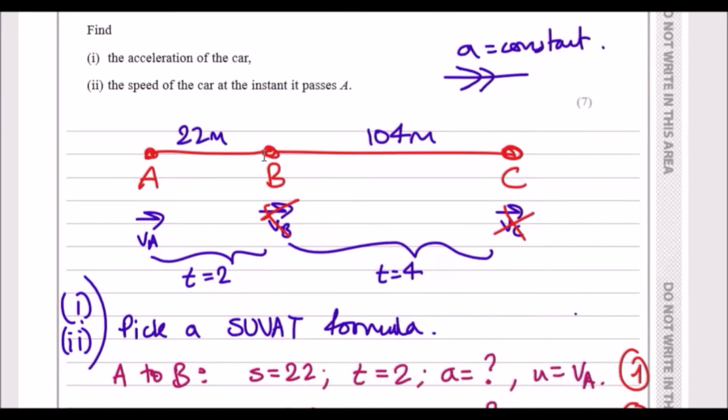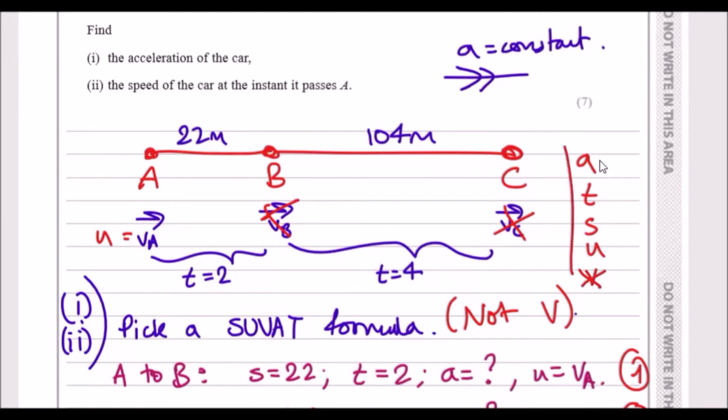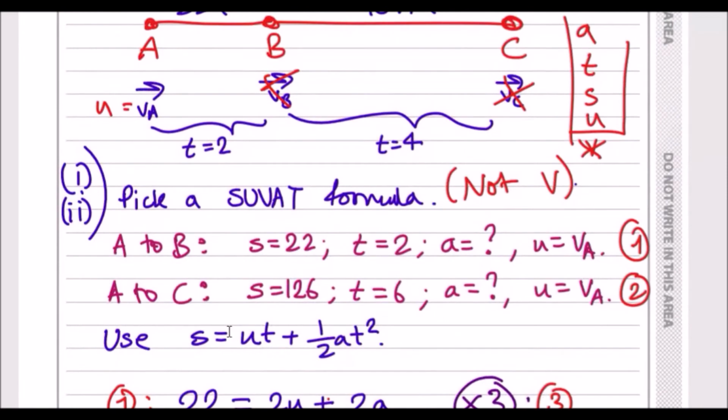So my tip is to firstly pick a suitable formula that does not have V, because if you notice, we do not have it. This is essentially what can be considered an initial speed U. If you want to find the speed at A, it is the initial speed. So we need a formula that has an acceleration, a time, a distance, and an initial speed. We do not want V. Okay, so just pick the one that isn't V, and it turns out you'll find the formula to be S equals Ut plus half At squared.